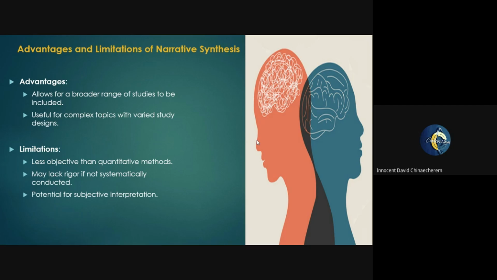In terms of the limitations, it's not really objective like the meta-analysis, which is very quantitative, and sometimes it can lack rigor because it's not systematically conducted. It has the potential for subjective interpretation, because in this scenario you're textualizing it. Remember that the narrative synthesis is more textualized. You're textualizing the findings, and there is the possibility of bringing in bias because of what you're reporting. These are some of the disadvantages or limitations of narrative synthesis.